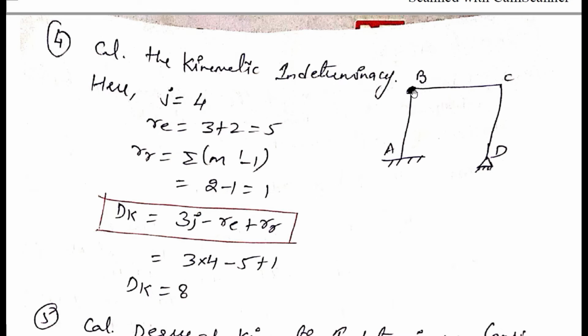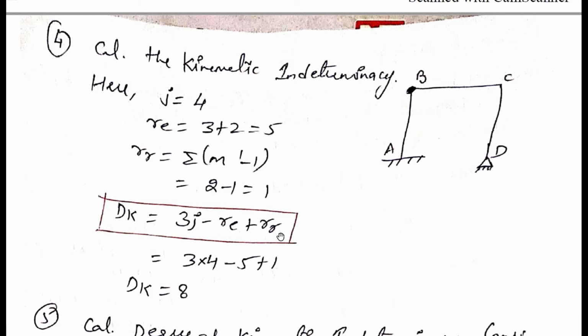And for rr, we know this is our hybrid joint, or internal hinge. As this is a 2D rigid frame, the rr value is calculated as the summation of m dash minus 1. What is this m dash? m dash is the number of members meeting at this hybrid joint. One member BC is meeting at this hybrid joint, and another member AB is meeting here. So two members are meeting, and 2 minus 1 is 1, so the rr value is 1. The dk value is given as 3j minus re plus rr.